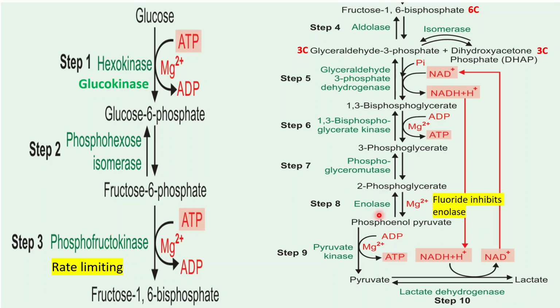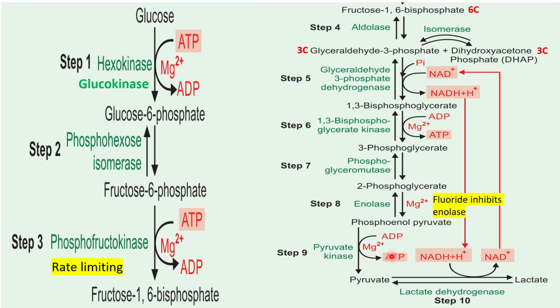Okay, now the question arises, how does fluoride inhibit the enolase enzyme? So basically fluoride inhibits the enolase-magnesium complex. Okay, so that is how fluoride inhibits the enolase enzyme. So once phosphoenolpyruvate is formed, we have pyruvate kinase which acts on it and results in the formation of pyruvate. Here again the phosphate group which is released is accepted by ADP and you get formation of ATP.